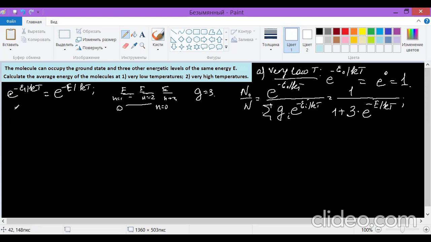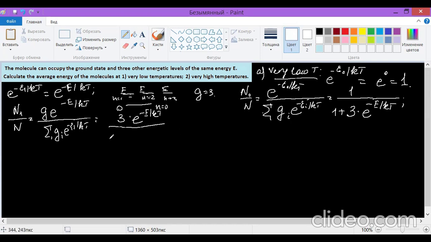Now, N sub 1 over N is equal to g times e raised to minus E over kT, divided by the sum, right? g is equal to 3. This one is e exponent raised to minus E divided by kT, and the denominator is the same.